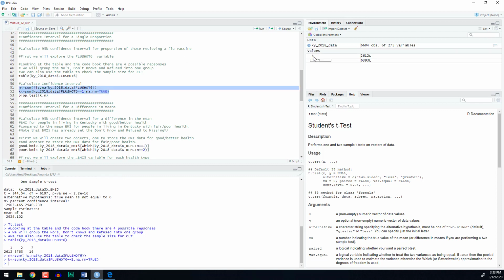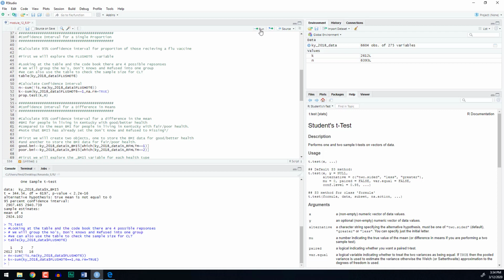Notice that the values K and N now appear up top. Notice that K, which should be the total number of people that said yes, they got a flu vaccine, is 2,612, and this is the exact same value that we found when we used the table function. And then finally, to actually get our 95% confidence interval, we're going to use the prop.test function, and what we're going to give R is the number of people in the category we were interested in, in other words, the number of people that said yes, they got a flu vaccine, and our total sample size.